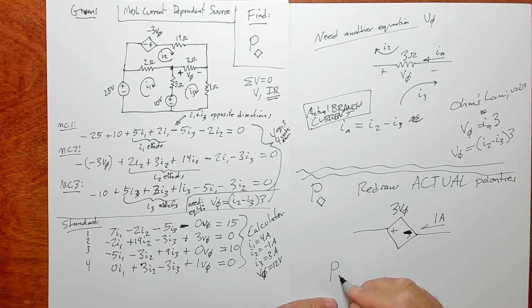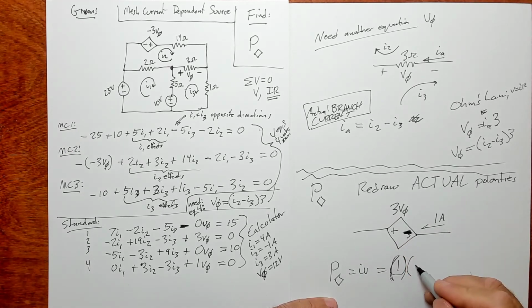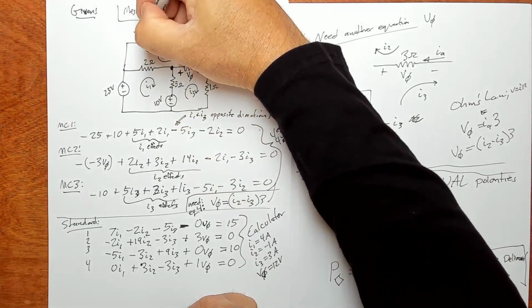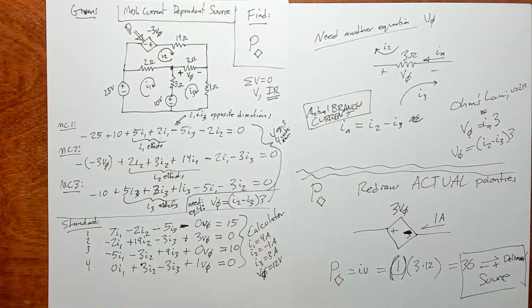So the power in this diamond, use IV now. It's just 1 amp, and then the V is given by this thing. It's 3 times 12. Okay, that's going to be 36. And the current direction goes from minus to plus, which means this is delivered. It's a source. This thing is delivering power, is coming into this device.